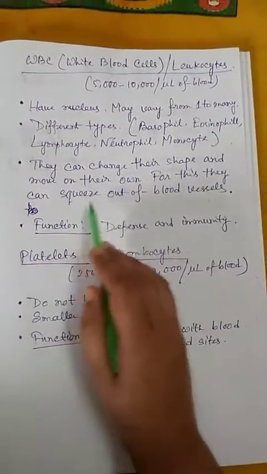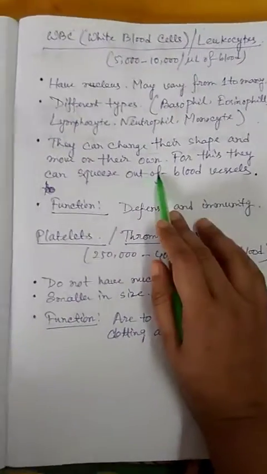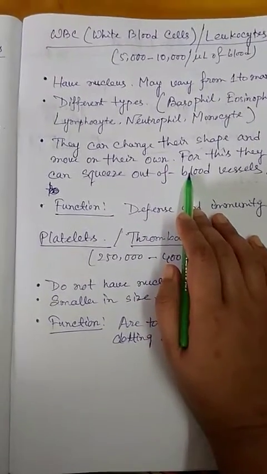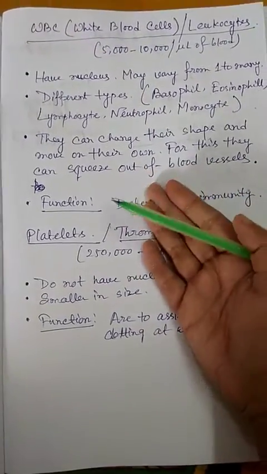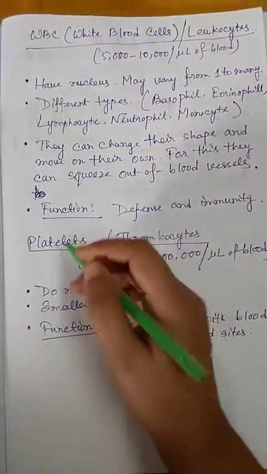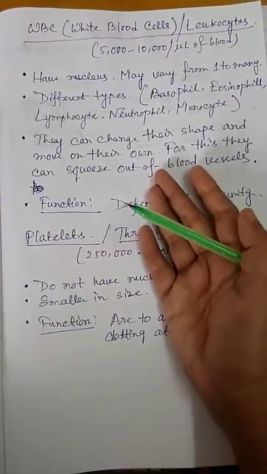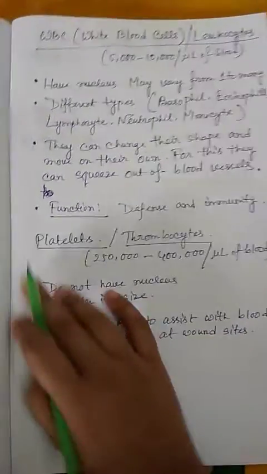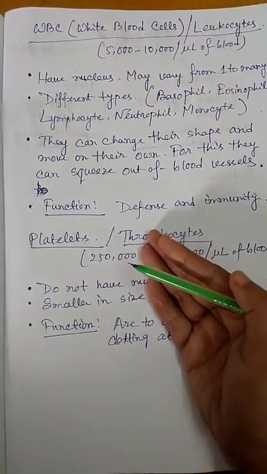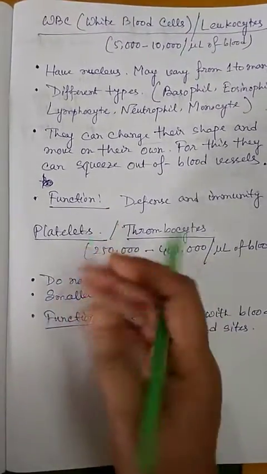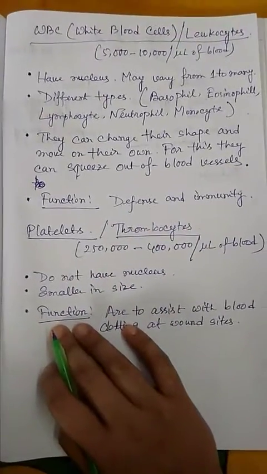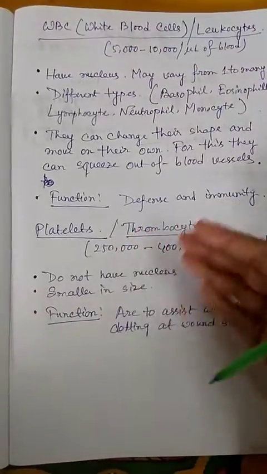For this, they can squeeze out of the blood vessels. Now we are going to learn that there are mainly three types of blood vessels: arteries, veins, and capillaries. WBC is present in the blood. When needed, the WBC can penetrate through the wall of the capillaries, veins, or arteries, because they are very flexible and they can squeeze themselves, so their shape can be varied.